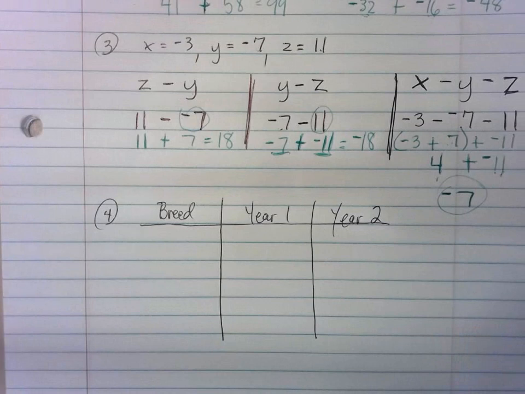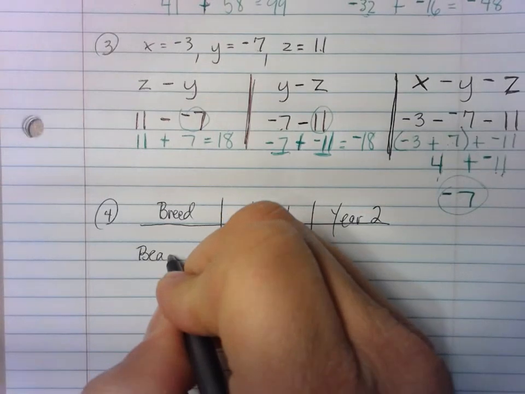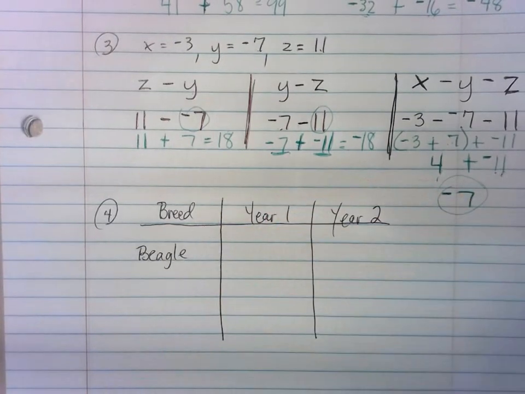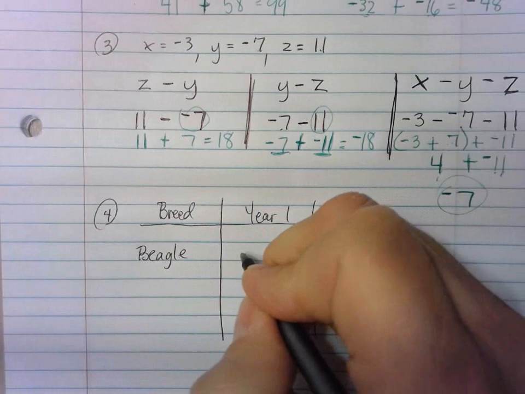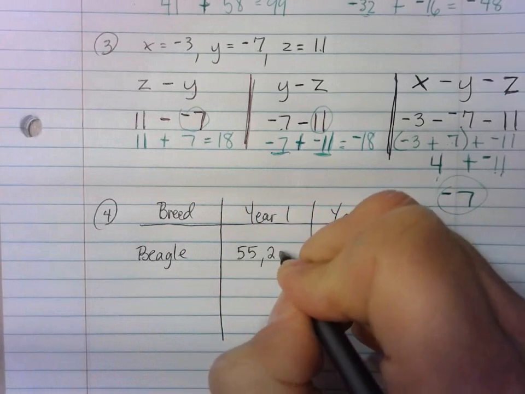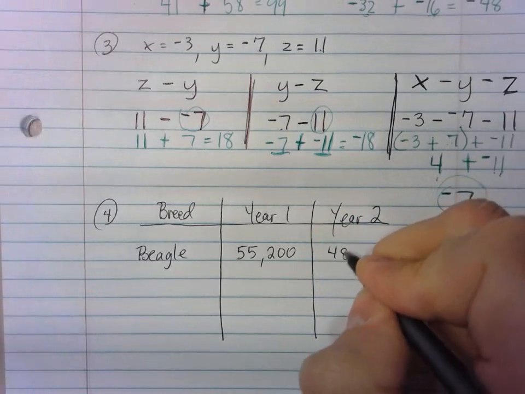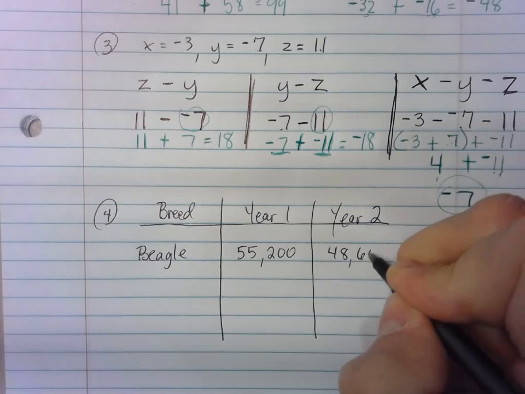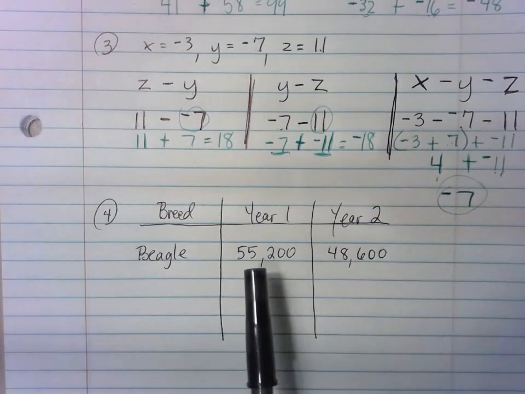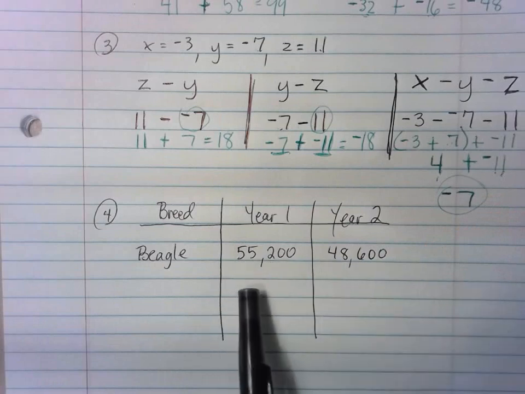So let's just say we've got beagles, and we'll change the numbers up from what's on that page. Let's say in year 1 there were 55,200 registered. Now let's say in year 2 there were 48,600.